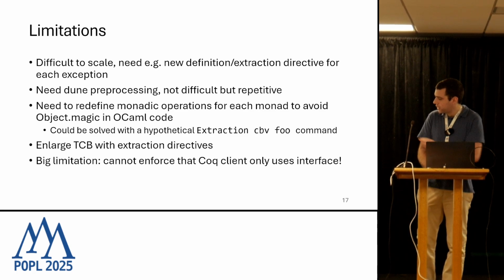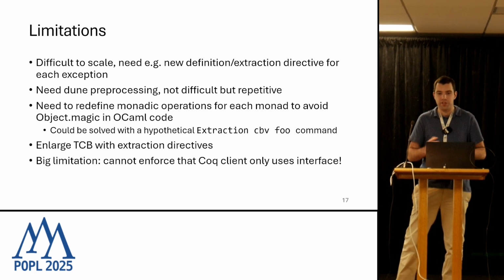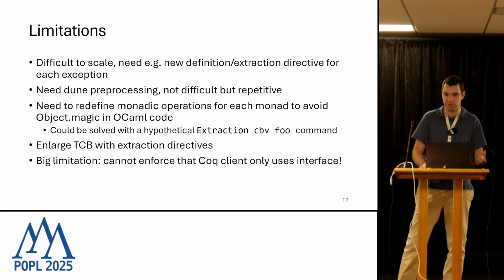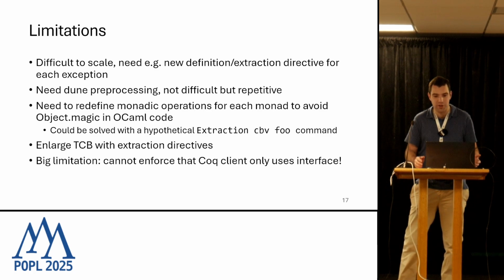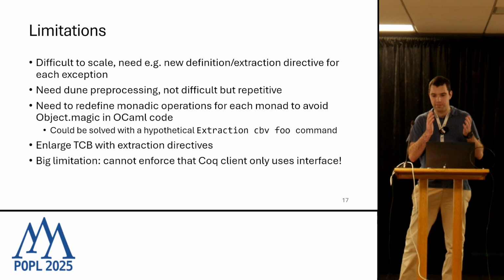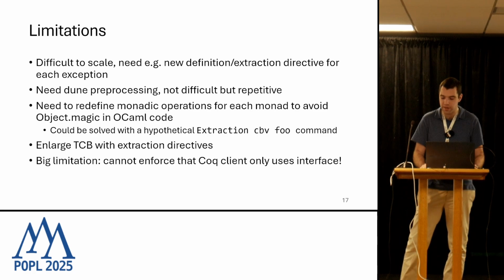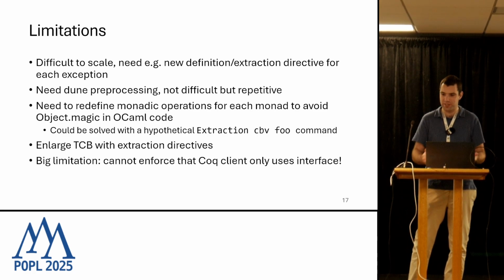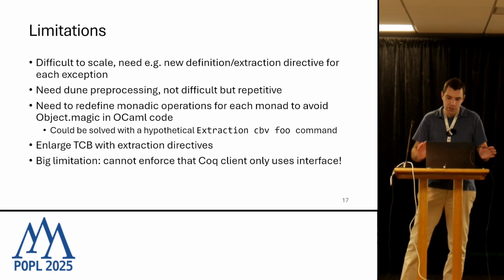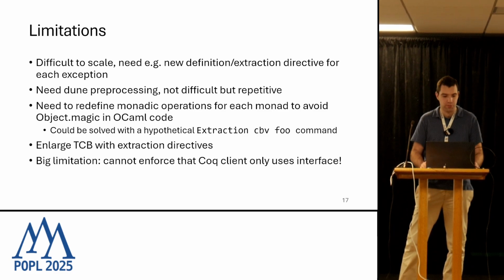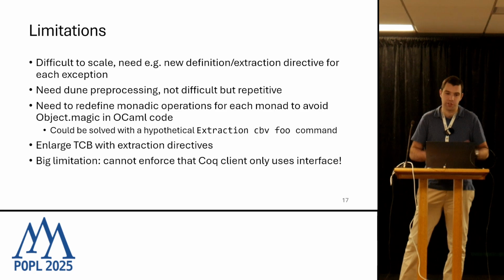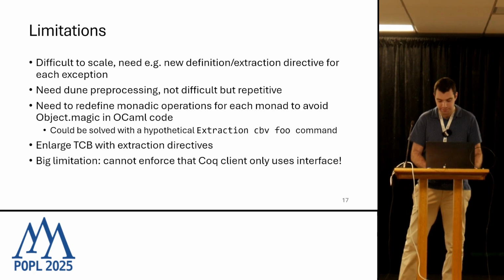But the big limitation, the last bullet here, is that due to limitations in the way that Coq handles opacity, we can't enforce the restriction that the Coq client is only using the interface. So for example, say you're in the error monad case. If you take something in the error monad and pattern match against it, that's perfectly fine in Coq because it's just a sum type. But in OCaml, now you're trying to pattern match on an exception and treat it as a sum type, which is going to cause type errors and all sorts of problems. So unfortunately, this is a limitation at the moment. There may be some ways around it, but it's ultimately up to the user to make sure that they're using the interface correctly.